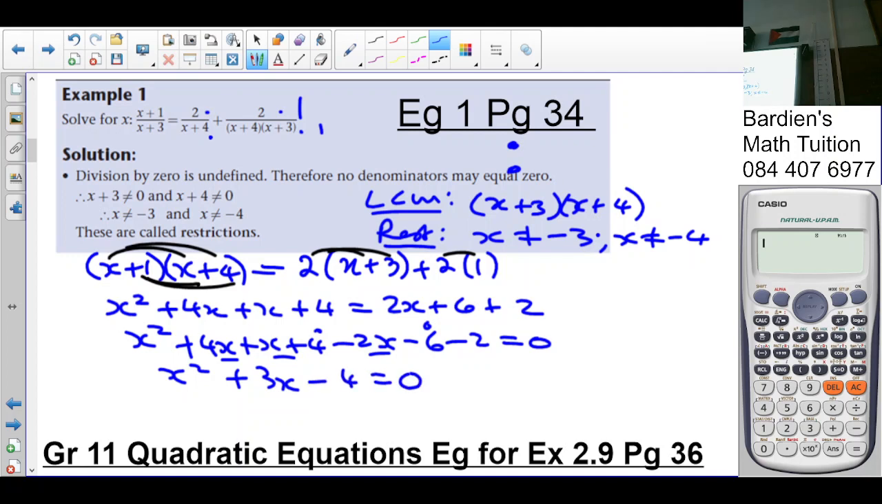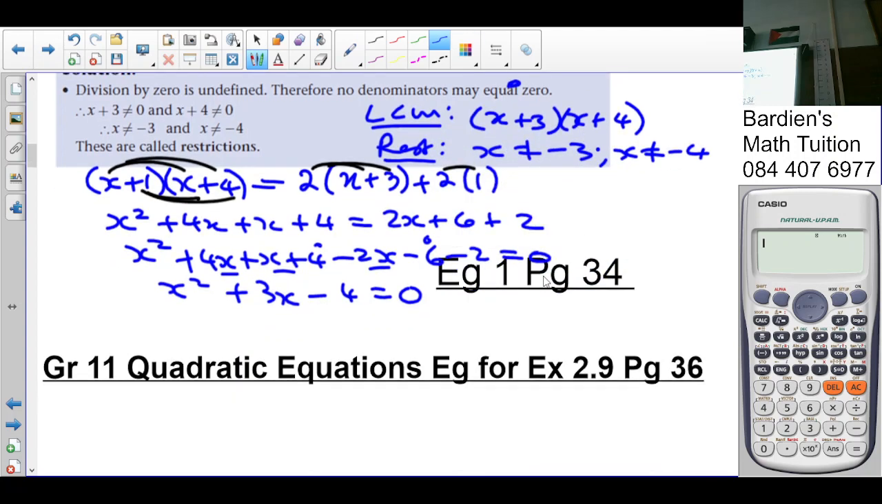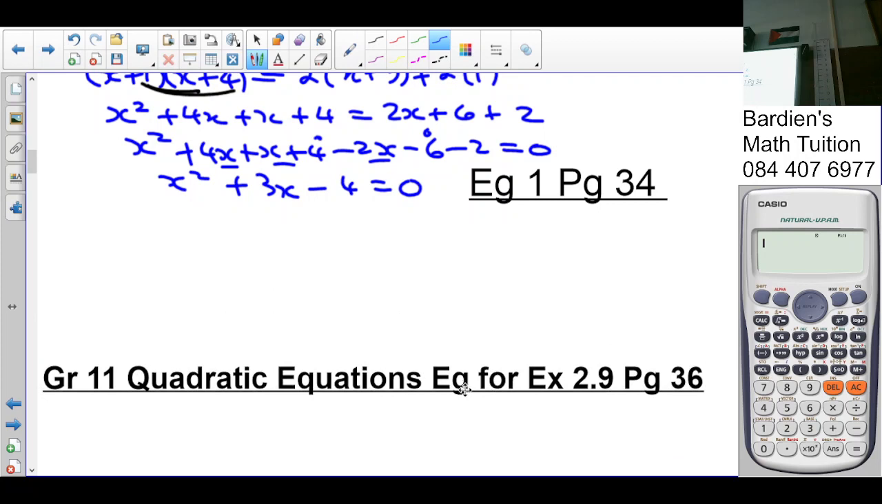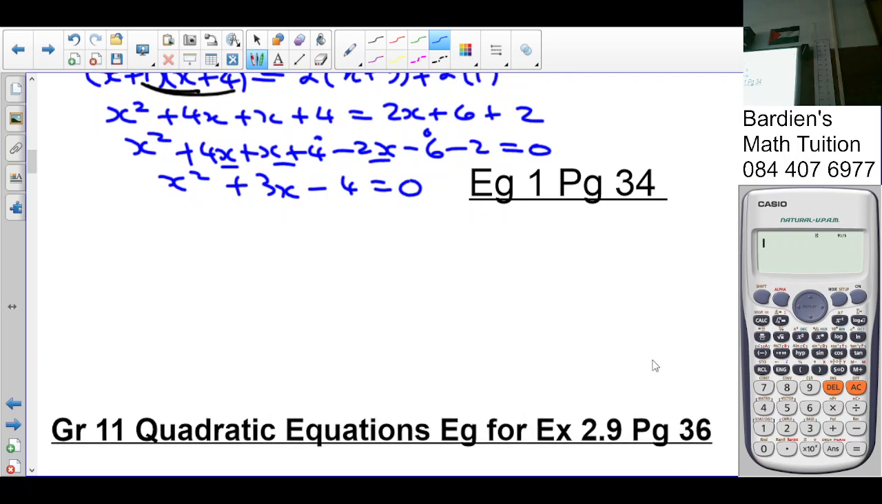So what do we do now? Factorize. Not so? So we now say that x plus and x minus are 4 and 1. The bigger product must be positive and that has to be negative. So x plus 4 is equal to 0, so x is equal to negative 4, or x is equal to 1.